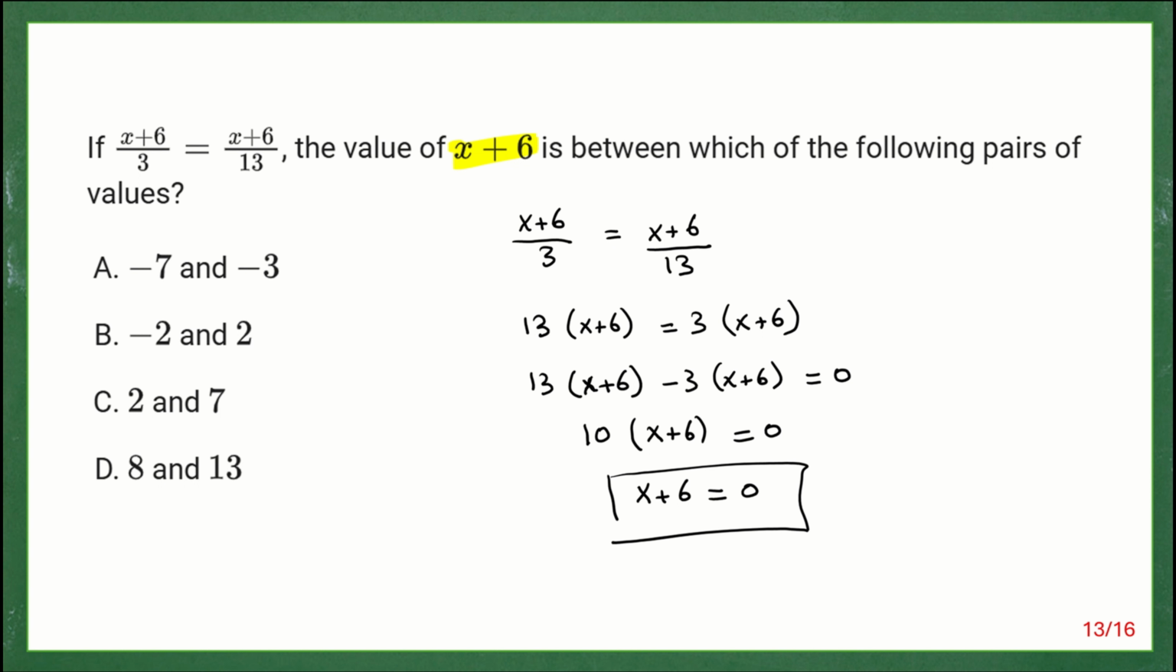Let's see in which of these pairs it lies. Option A has negative 7 and negative 3; 0 doesn't lie between them. Then I have negative 2 and 2; 0 does lie between these two numbers. So the correct answer for this question is option number B.